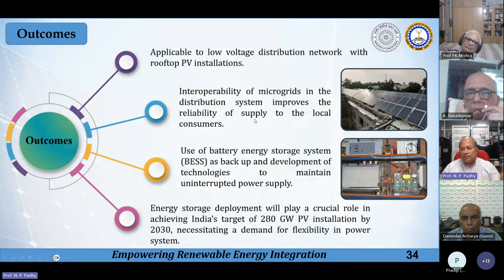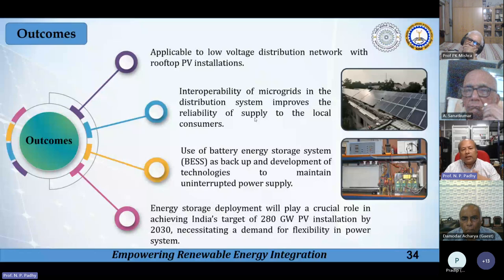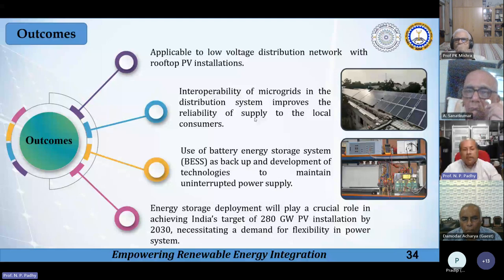So what exactly have we achieved by doing this research? It is applicable to low voltage distribution networks with rooftop PV installations. Interoperability of microgrids in the distribution system improves the reliability of supply to local consumers. Battery energy storage systems are used as backup, and technologies are developed to maintain uninterrupted power supply. Energy storage deployment will play a crucial role in achieving India's target of 280 gigawatt of PV installation. When we inject 280 gigawatt of PV, we will surely see challenges, and we must be well prepared in advance for how to absorb that PV energy into the grid without a crisis.